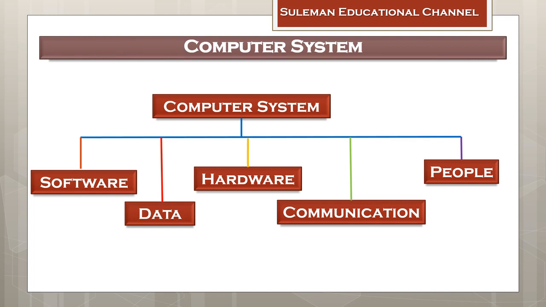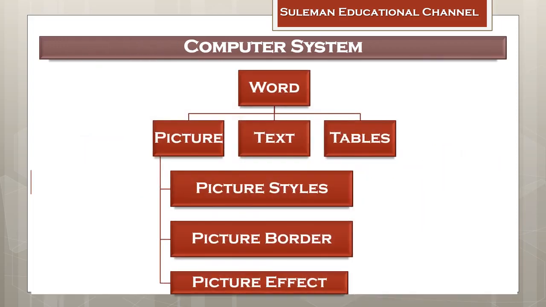For example, in Microsoft Word, we can add text, pictures, tables, etc. Pictures can be further divided into picture style, picture border, picture effect, and so on. So we can see that a single software is made up of many subsystems.